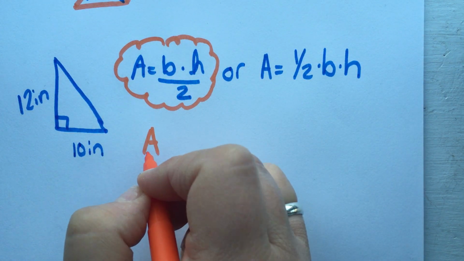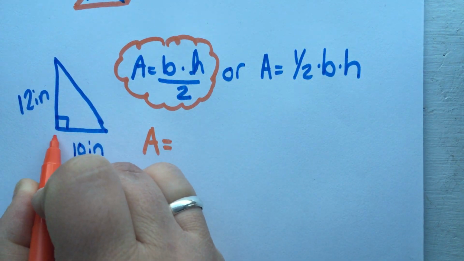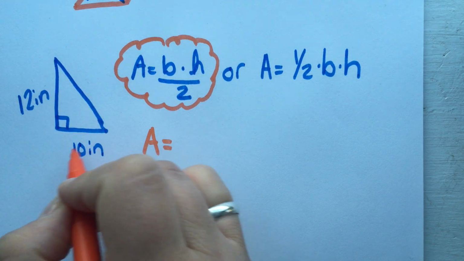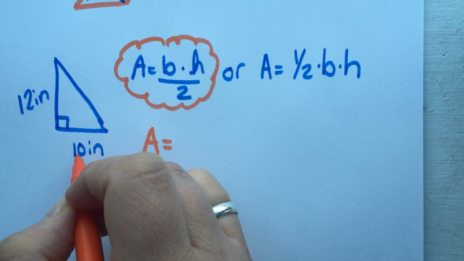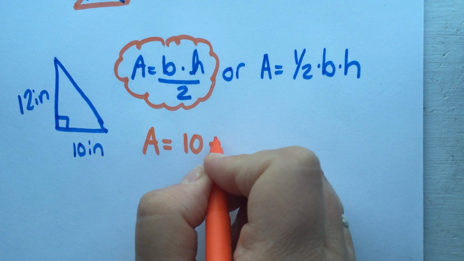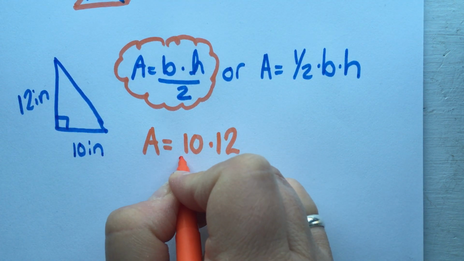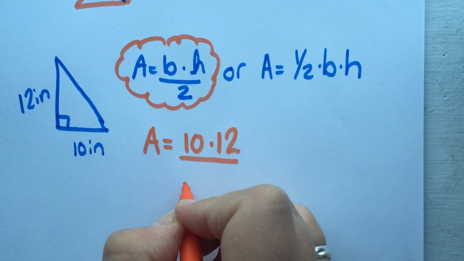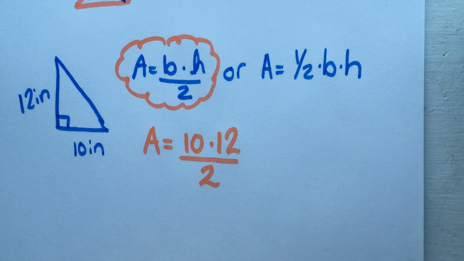So I'm going to leave the A. I do know the base. Remember, the base intersects with the height, so that is the bottom, usually. And the base is 10 times the height, which is 12. And I've got to divide the whole thing by 2, okay?